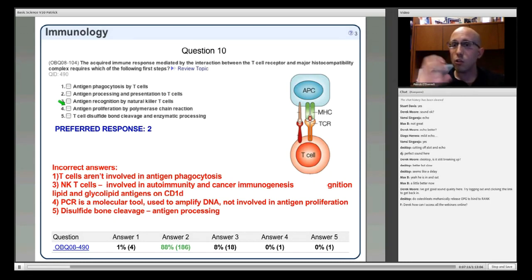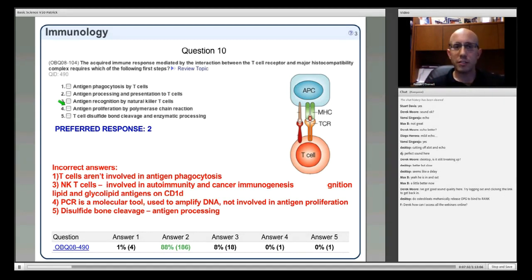The APC grabs that antigen, chops it up into little short peptides, and then presents it on the cell surface MHC receptor to tickle the T cells. Since you guys got most of this right, it looks like answer 3. So this is the tricky one in this.